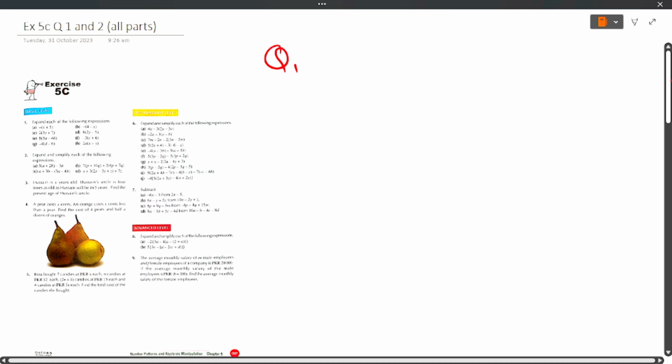Question 1. I'm doing part A, that is minus into x plus 5. Remember, if there is no sign with the variable, what is the variable made of? Positive number. So this minus is going to multiply with x and then with this plus 5. So minus plus minus. I'm going to write minus x, then minus plus minus 5. That's the answer.